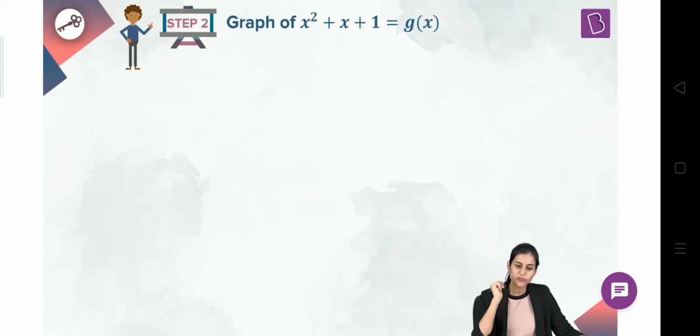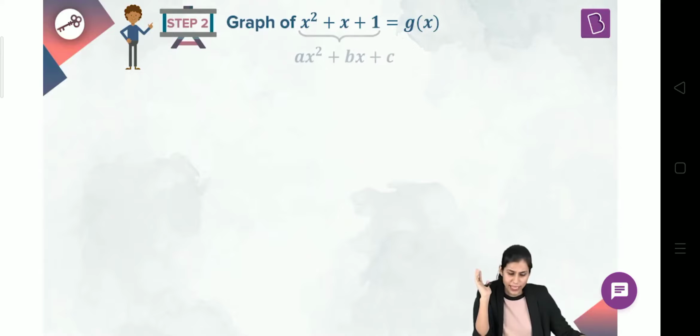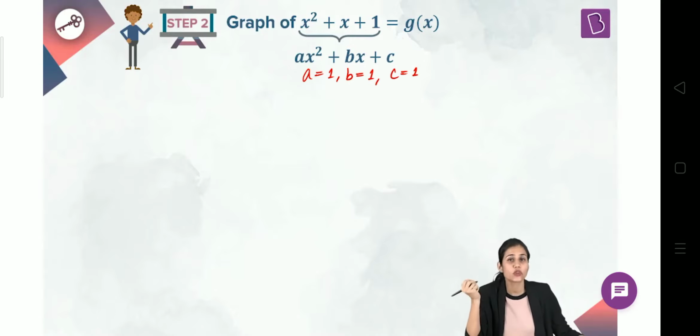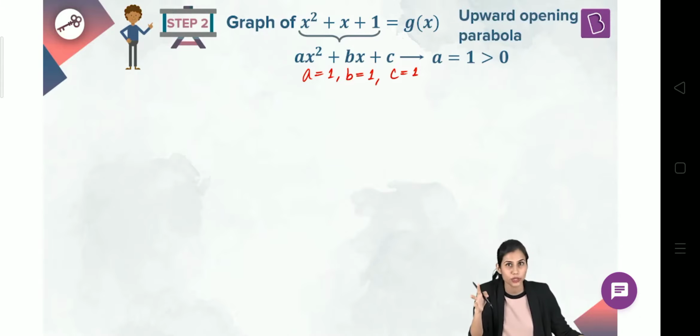Next, I move ahead to find the graph of g of x, which is this standard quadratic function x square plus x plus 1. When I compare it with ax square plus bx plus c, it's very simple. a comes out to be 1, b comes out to be 1, c comes out to be 1 on comparing the corresponding coefficients. Leading coefficient a is positive. That means the graph of this particular quadratic function is definitely going to be an upward opening parabola.